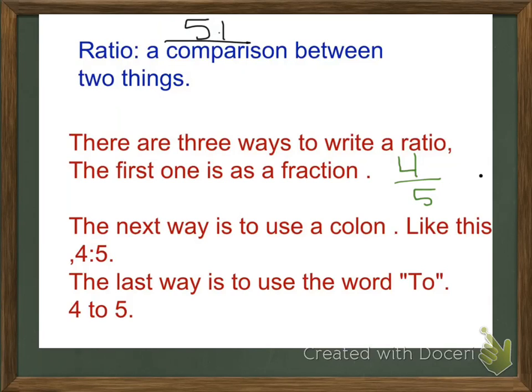Alright, a ratio is basically a comparison between two things. There are three ways to write a ratio. First off, you can write a fraction, like 4 over 5. The next way is to use a colon, like 4 colon 5. And the third way is to use the word "to." So as shown above, 4 to 5.